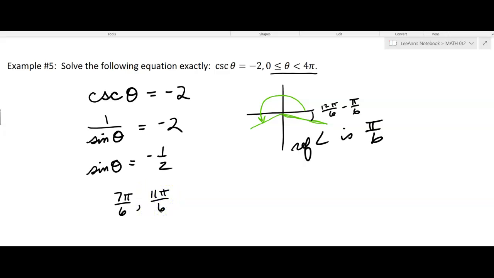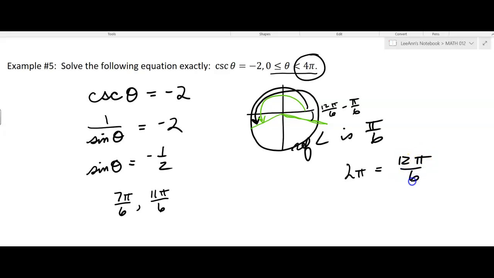Now that's one time around the circle, but we want to go to 4 pi, so we need to go another time around. So we're going to add that 2 pi. Now what is 2 pi? 2 pi is equal to 12 pi over 6. That will be helpful to us because now I've got a common denominator. So if I'm adding that to my first one here, that's going to be 19 pi over 6.